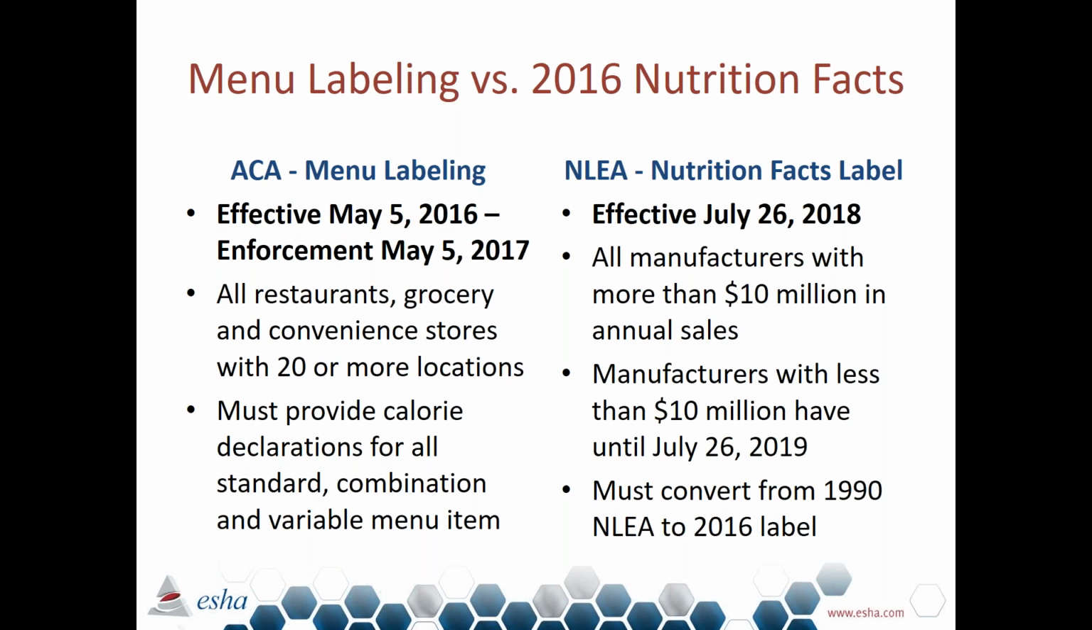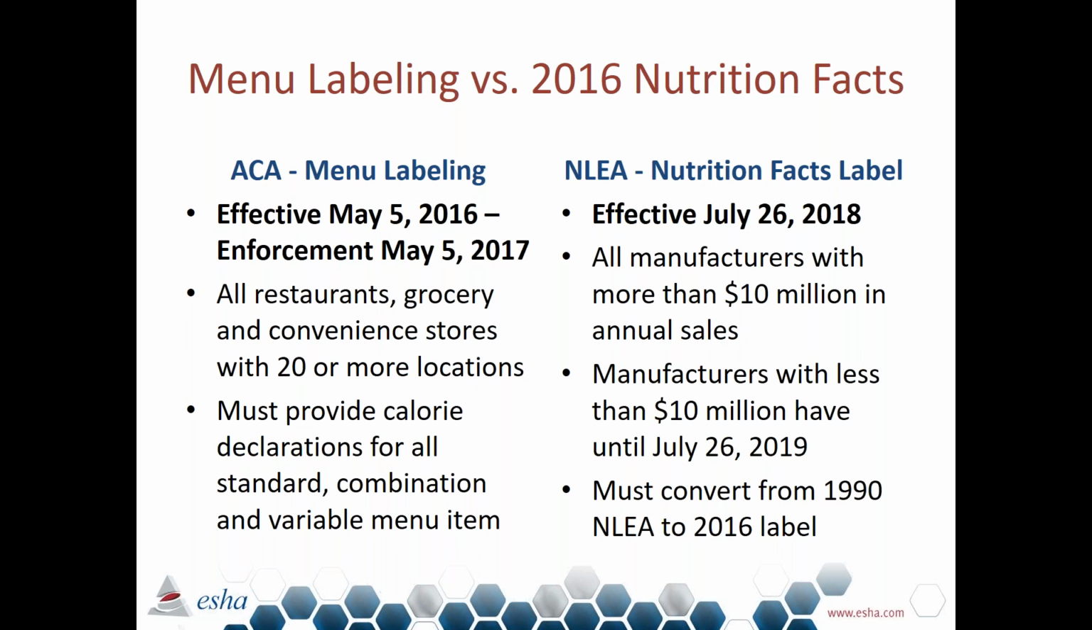As we know, there is a lot of change in the industry. In the next few slides, we'll highlight some of the differences and comparisons with the new nutrition facts label updates, which were both set forth at different times. The Affordable Care Act, or menu labeling, as we mentioned, will be enforced starting May 5th, 2017, which is for restaurants, grocery stores, or food establishments with 20 or more locations, and must provide calorie declarations for all standard items.